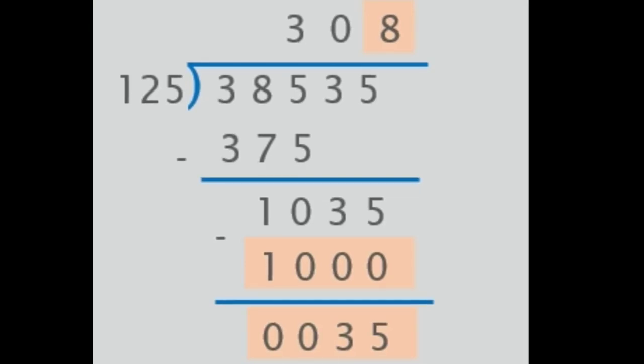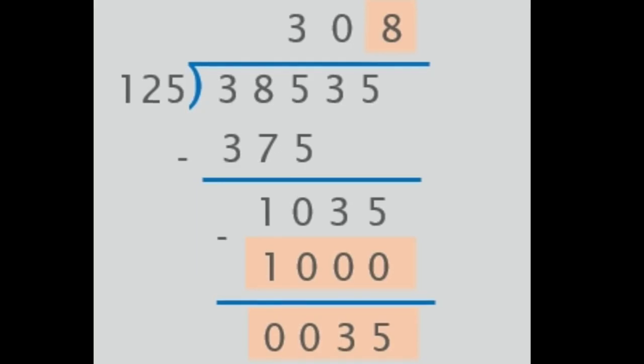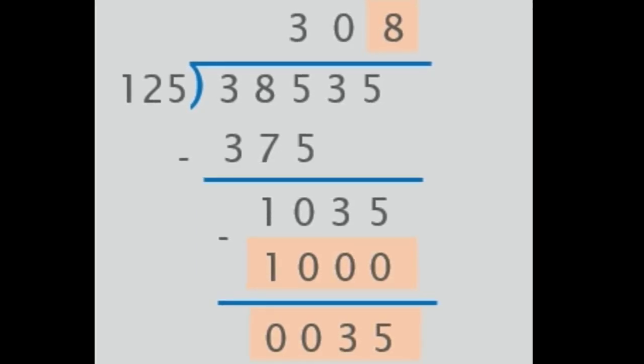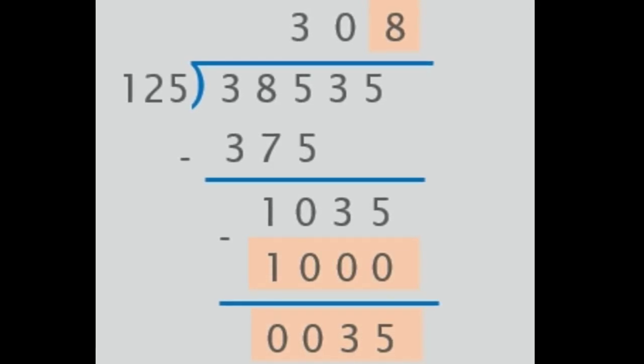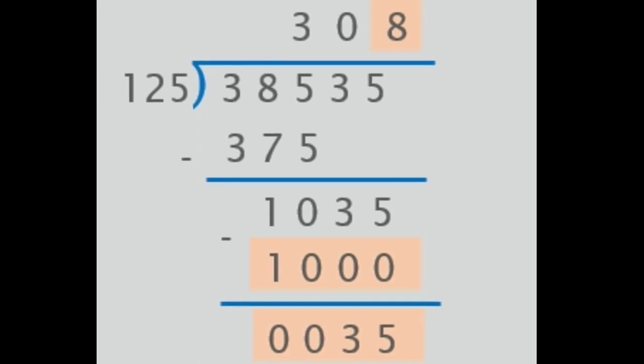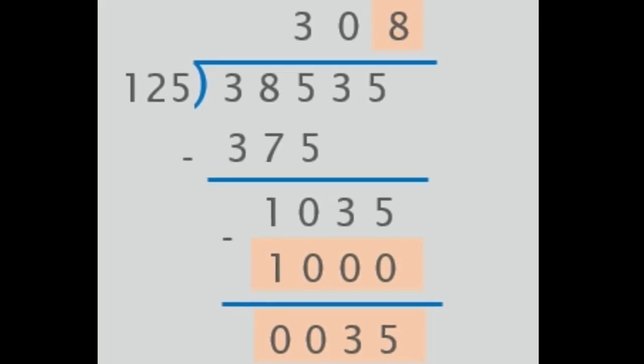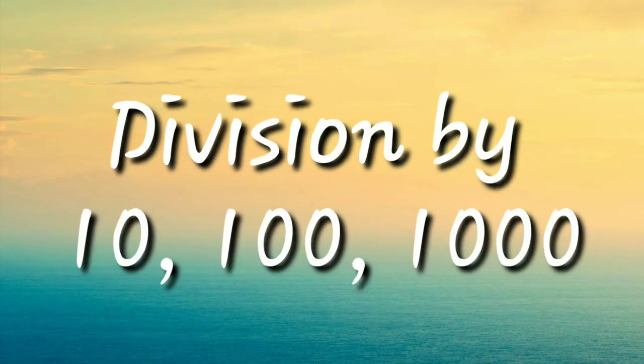Let's see an example. Here I am dividing 38,535 by 125. After carrying out the division process, the quotient comes out to be 308, whereas the remainder is 35. So you can carry out the verification yourself for this. So I think the concept of division is clear to you. Now our next topic is division by 10, 100 and 1000.